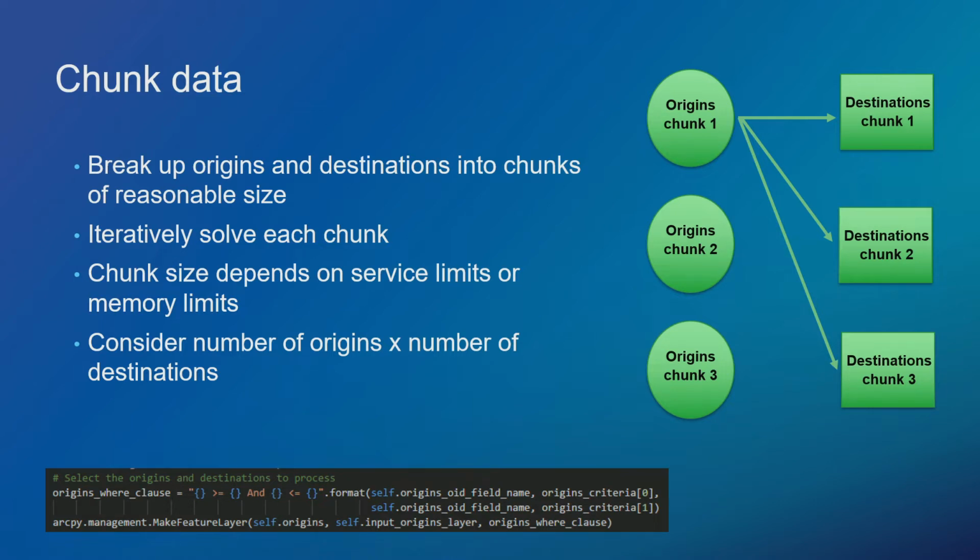So you'll want to break up your origins and destinations into chunks of reasonable size and then iteratively solve the chunks. And the chunk size really depends on the memory resources of your own machine or the limits that your service has. Some services will have limits to the number that you're allowed to pass in. And don't forget, again, to consider the number of origins times the number of destinations, or more generally, consider the size of the output that will be returned by these chunks.